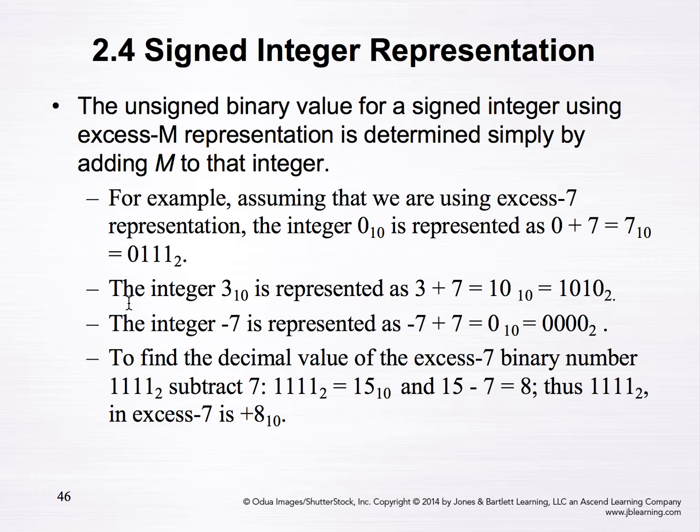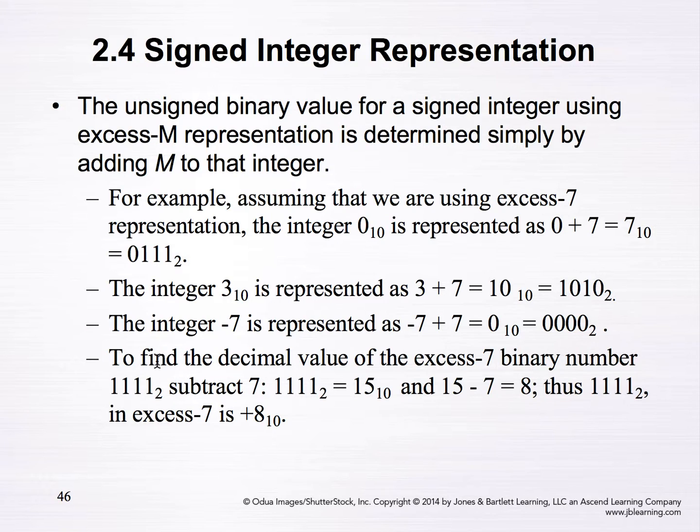Another example: the integer 3 in decimal is represented by 3 plus 7 because we have excess-7, so we just add 7 to that number. We get 10, and then we represent 10 in binary, so we get this string. That string represents the number 3 in binary with excess-7. How about the integer negative 7? We do the same: add negative 7 with 7, we get 0, and then we represent 0 in binary, with all bits equal to 0.